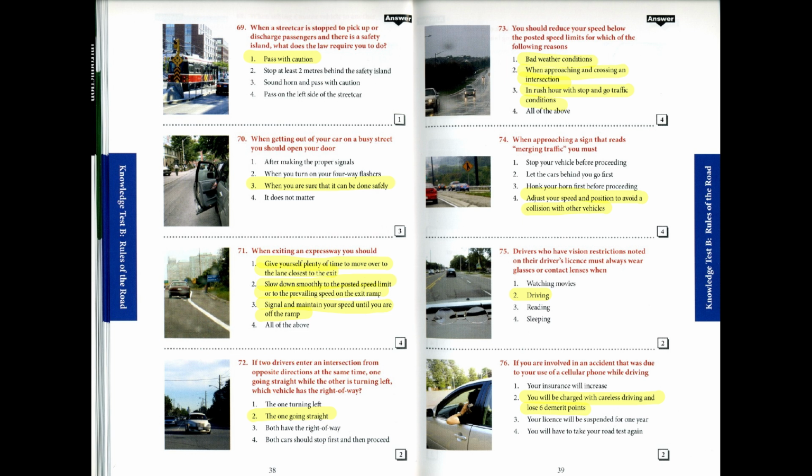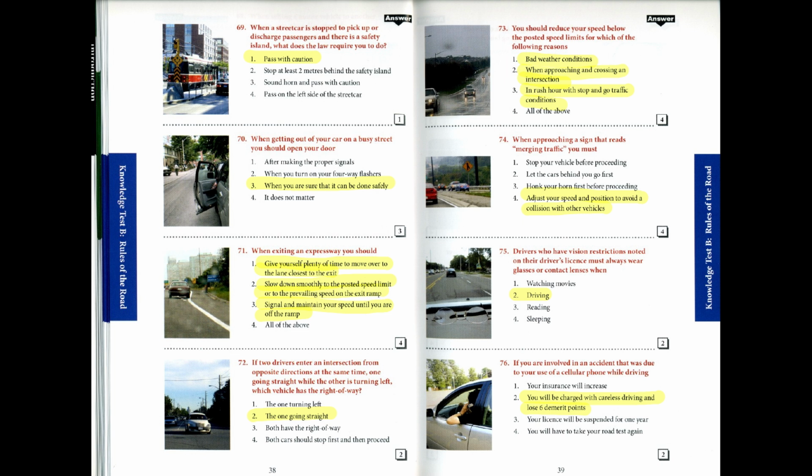Number 70. When getting out of your car on a busy street, you should open your door using the Dutch method, and when you are sure that it can be done safely. Number 71. When exiting an expressway, you should give yourself plenty of time to move over to the lane closest to the exit. Slow down smoothly to the posted speed limit or to the prevailing speed on the exit ramp. Signal, and maintain your speed until you are off the ramp.